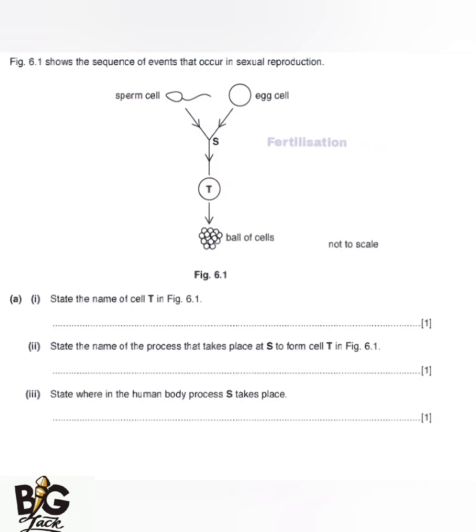So now once the sperm fertilizes an egg, or when a sperm fuses to an egg, a zygote is going to be formed, which is what? T. Then after the zygote, a foetus is going to be formed, which is the ball of cells. So the question, which is question A, Roman numeral number 1, is saying, state the name of cell T in figure 6.1. So cell T is called the zygote.